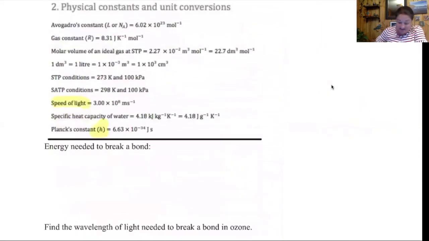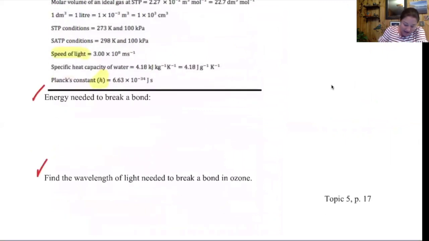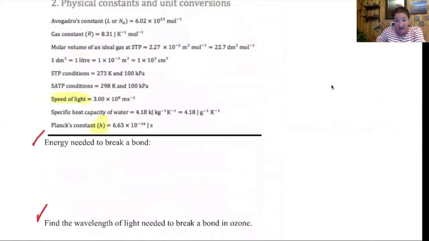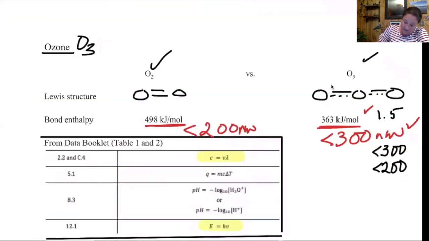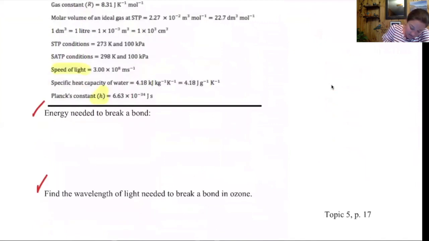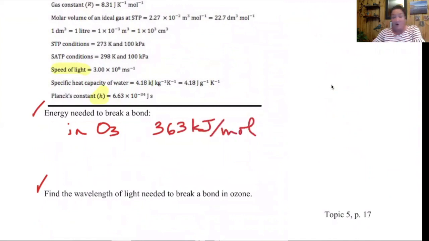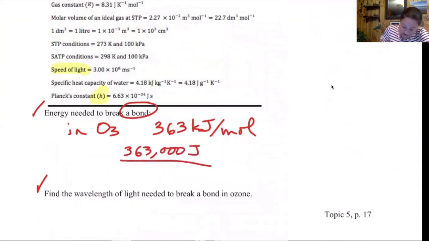Perhaps you might be asked to calculate the energy needed to break a bond, or from the energy needed to break a bond, you might have to find the wavelength of light needed to do that. So in ozone, the bond enthalpy is 363 kilojoules for a mole of bonds. Meaning if I wanted to break one bond, I would have to convert that. So this means it's 363,000 joules for an entire mole.